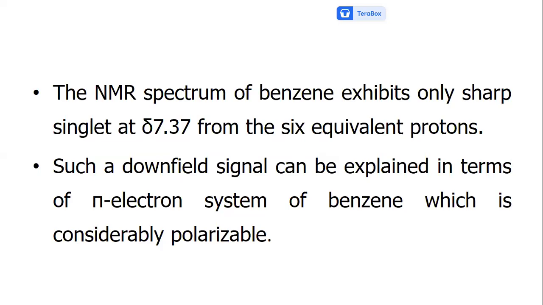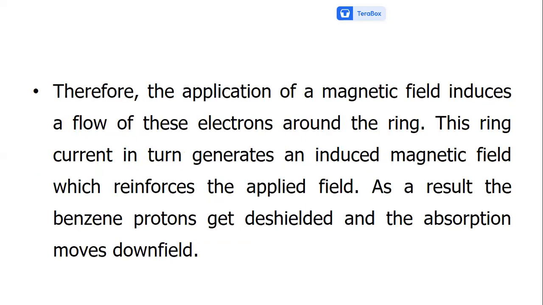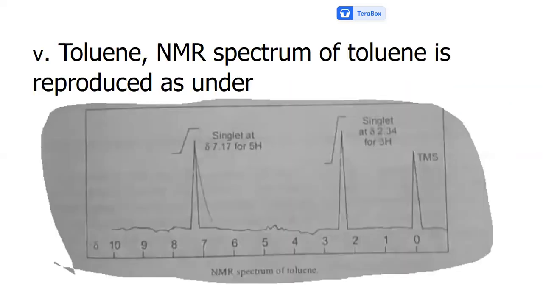Such a downfield signal can be explained in terms of the pi electron system of benzene, which is considerably polarizable. Therefore, the application of a magnetic field induces a flow of these electrons around the ring. This ring current in turn generates an induced magnetic field which reinforces the applied field. As a result, the benzene protons get deshielded and the absorption moves downfield.